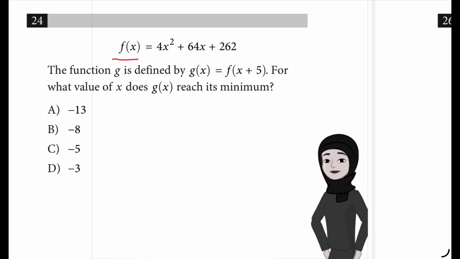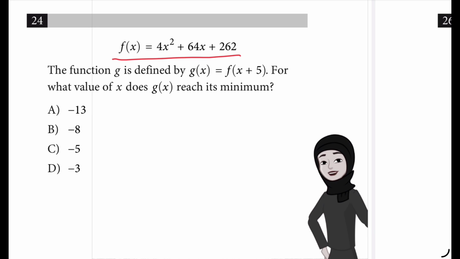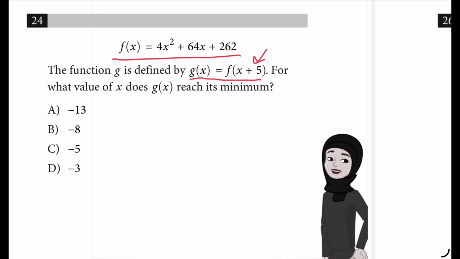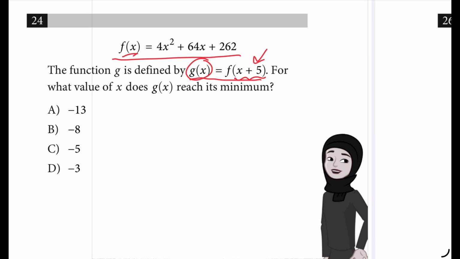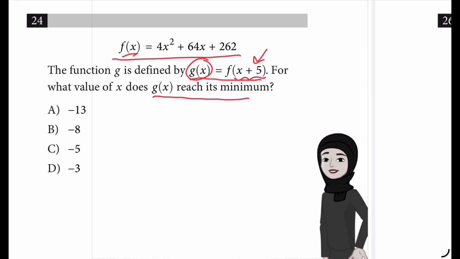So we can see that the f of x function is given and then they have mentioned that g of x is f of x plus 5. So basically, if the input of the f of x function is changed from x to x plus 5, that will help us to get the g of x function. Then it is asking about g of x reaching its minimum.